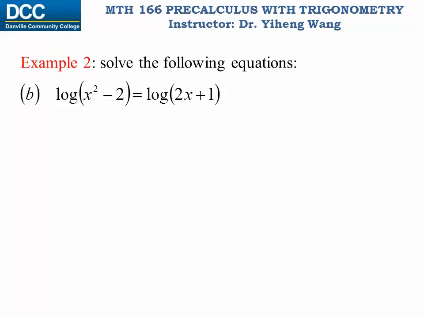Now let's look at this equation. On the left-hand side, we have the common logarithm of x squared minus 2. On the right-hand side, we have the common logarithm of 2x plus 1. And we know that common logarithm has the implied base of 10. So again, we have the same base on both sides of this equation. So again, we can apply the one-to-one property. We can rewrite the equation into x squared minus 2 equals 2x plus 1.